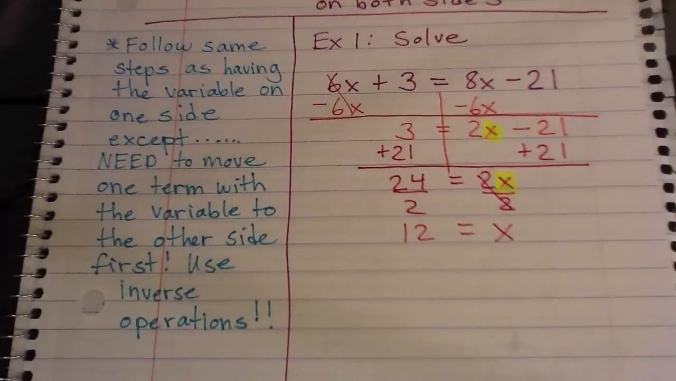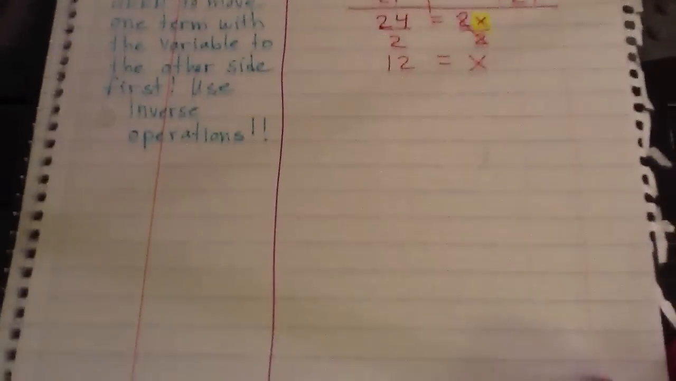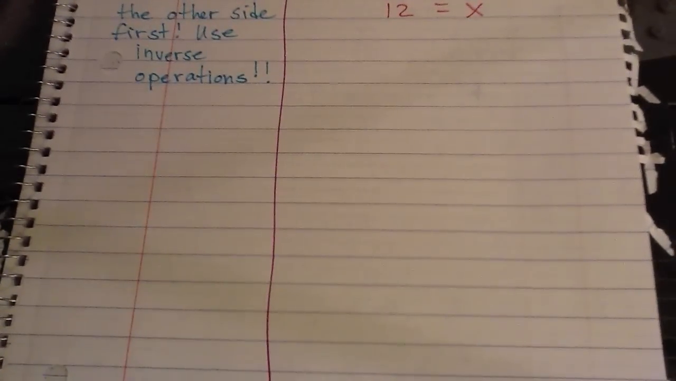Okay, hit pause and finish writing that if you need to. I'm going to go ahead and move on to example 2. Example 2 is a word problem. You do need to understand these types of word problems. You're going to see them throughout this whole chapter, and you'll see them again later this year.